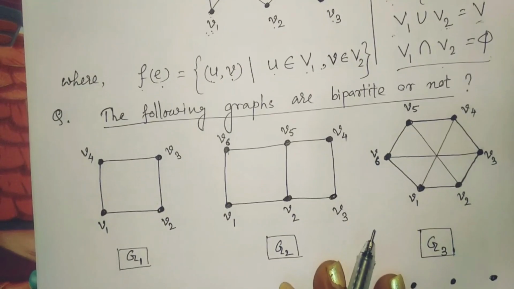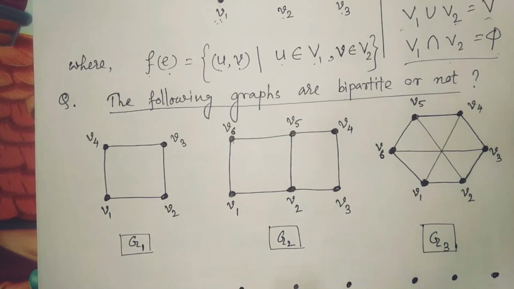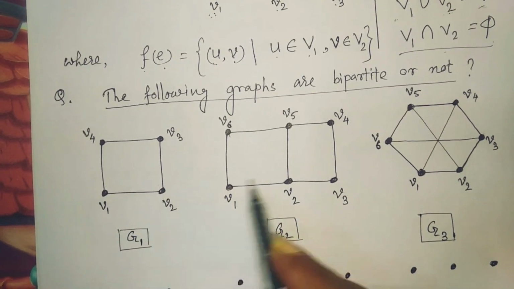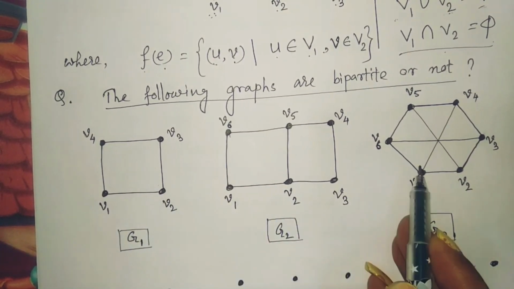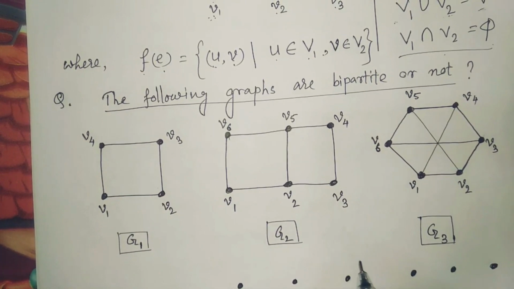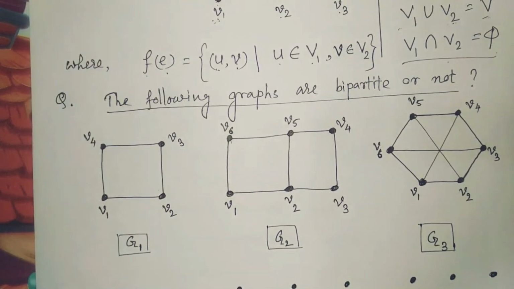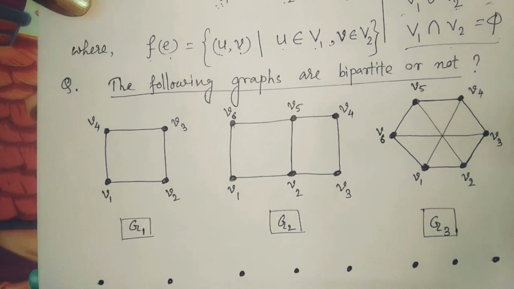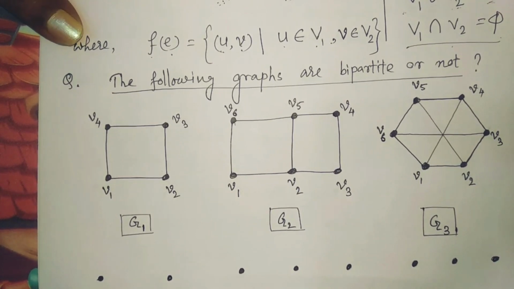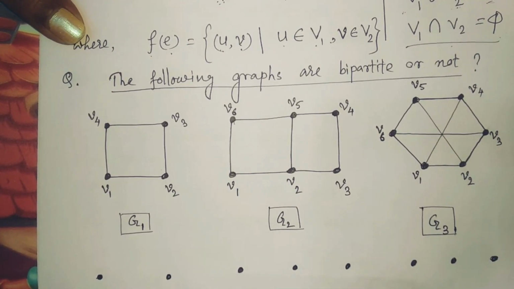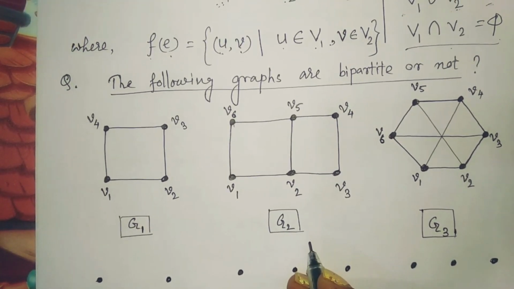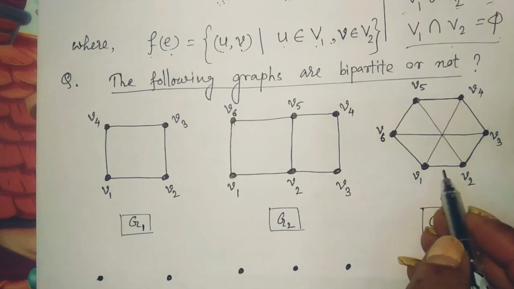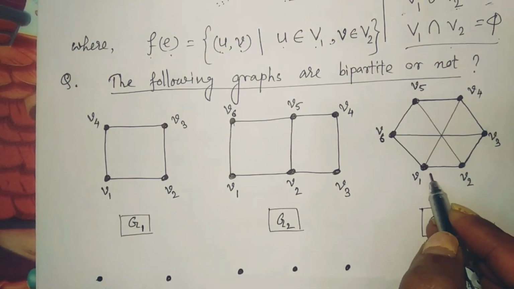Corresponding to this bipartite graph, there is a question. Suppose these are the 3 graphs given. The question is, are these 3 graphs bipartite or not? Apparently, what can you say? I think obviously it does not look like a bipartite graph. But let us observe whether the criteria of a bipartite graph are fulfilled for these graphs or not.